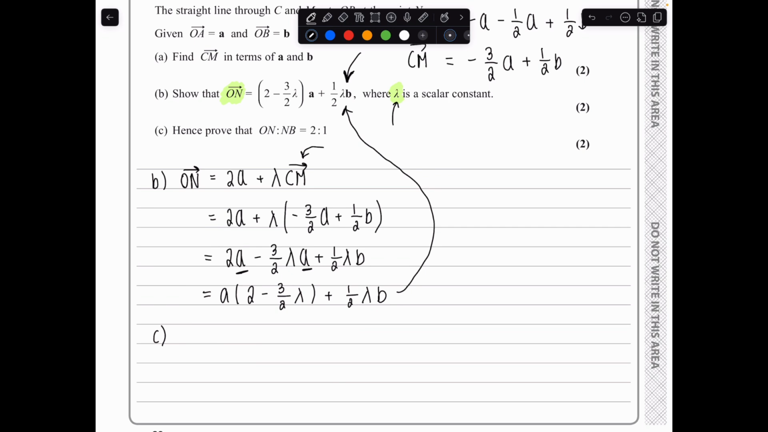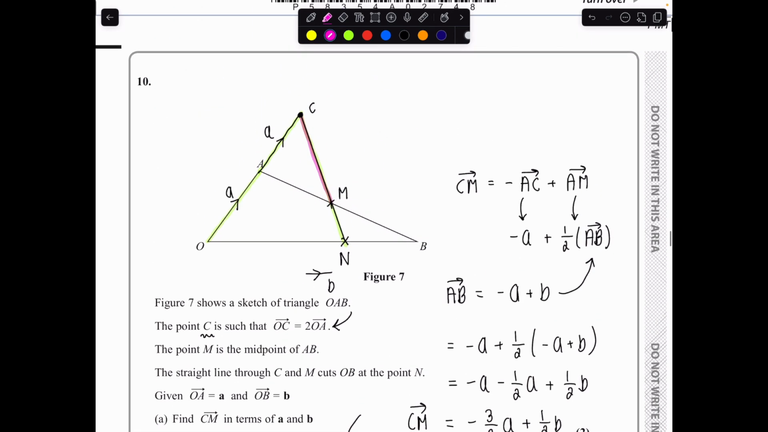Now, part C says, prove that ON in a ratio with NB is equal to 2 to 1. So let's write out the ratio and see what we need to find. ON in a ratio with NB, that is equal to 2 to 1. Now, we have these two vectors, ON and NB, so let's have a look at them on our diagram. ON is this purple one here, and then NB is this red one here.